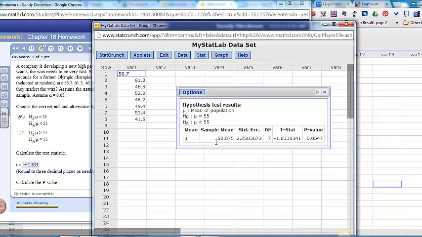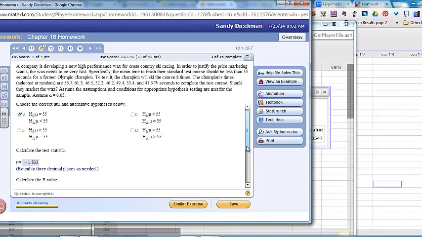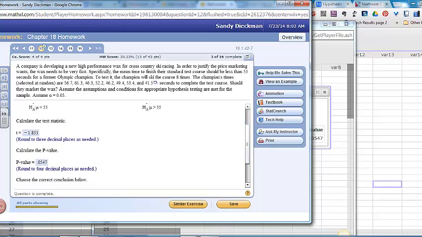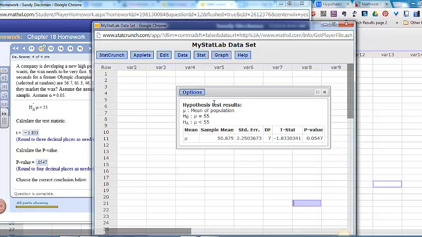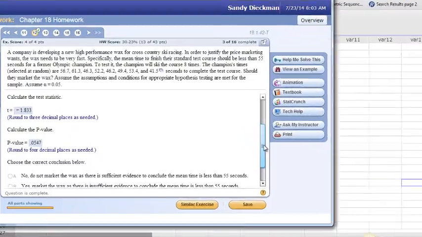Notice that this now gives me my test stat, and it also gives me my p-value. My test stat is negative 1.833. If I go back to my problem, where I typed it in, it said to round to 3 decimal places as needed. My test stat is negative 1.833. Then my p-value was 0.0547. If we go back to StatCrunch, you can see where I got that value right here, 0.0547. Then the next thing is to choose the correct conclusion.